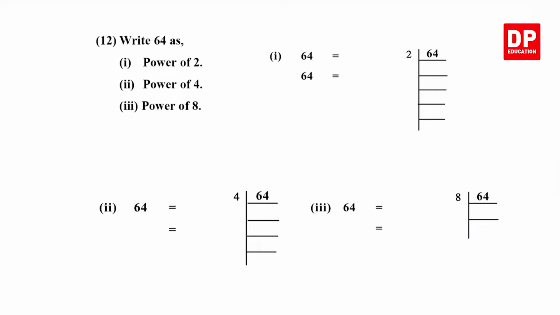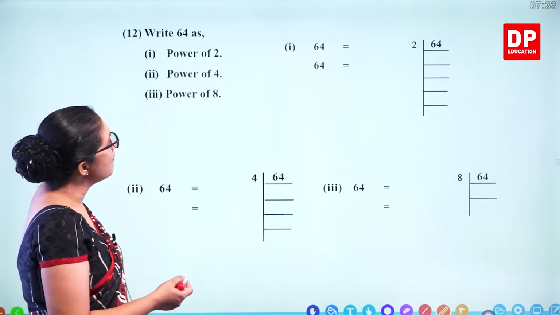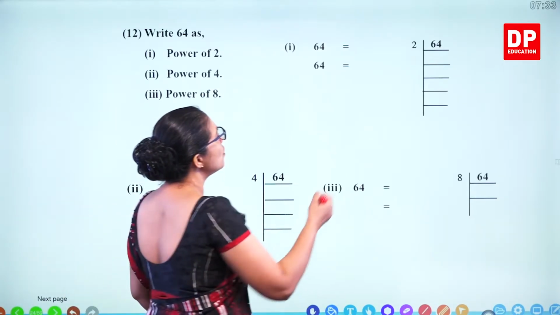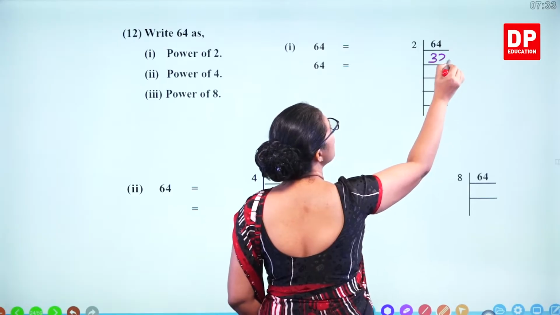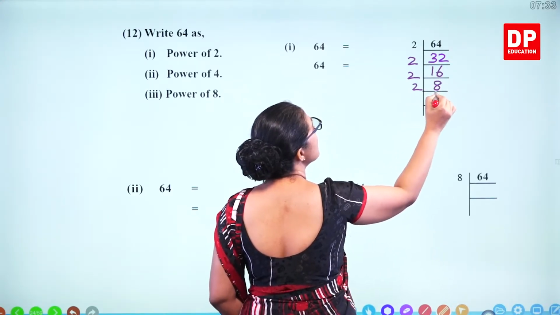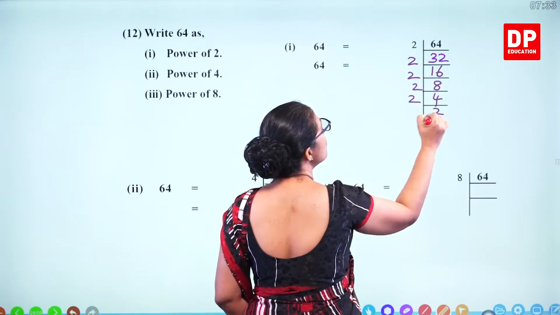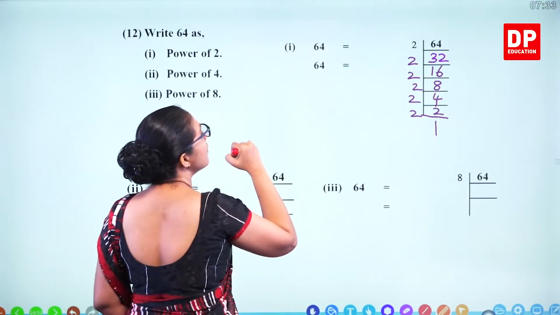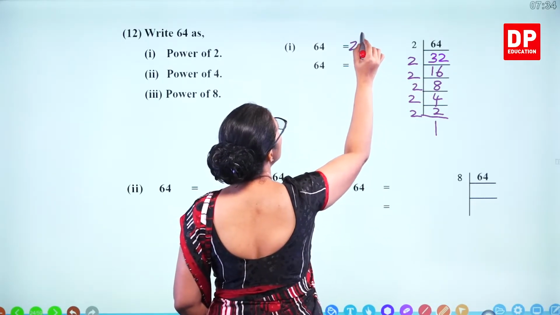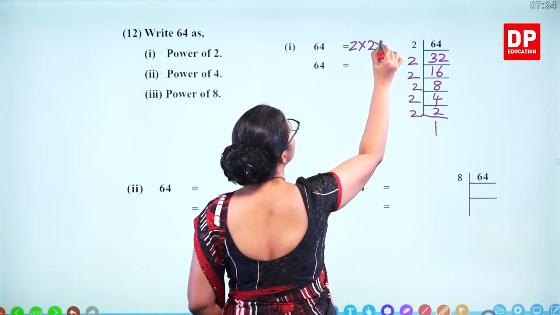Write 64 as power of 2, power of 4 and power of 8. So you can divide separately. So we'll do first power of 2, divide by 2. Okay, 32, 16, 8, 4, 2 and 1. 1, 2, 3, 4, 5, 6. 2, 6 times.